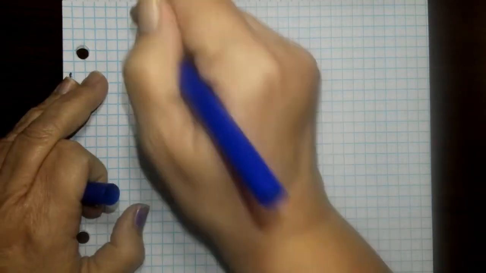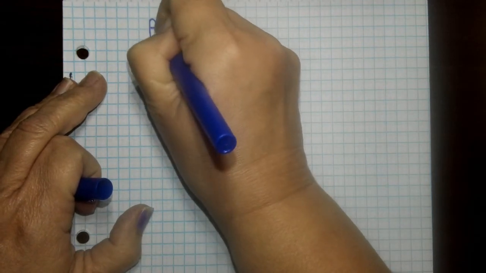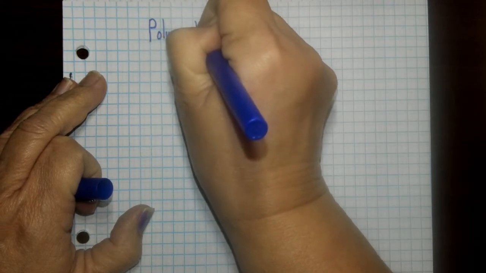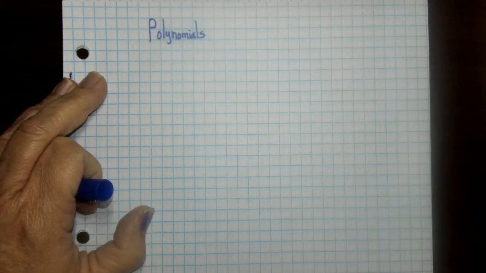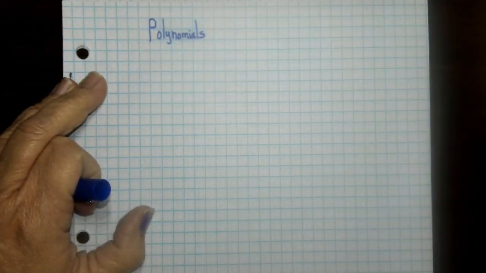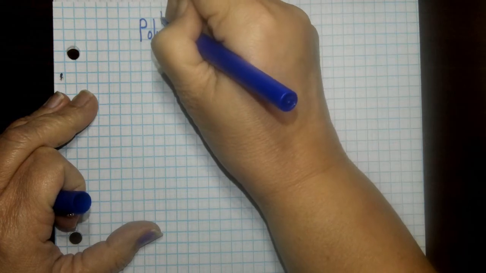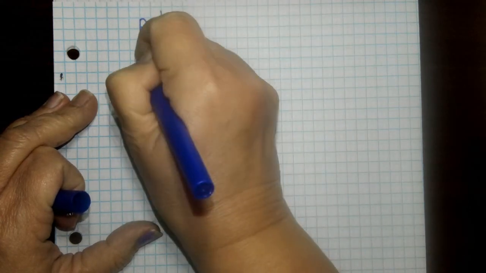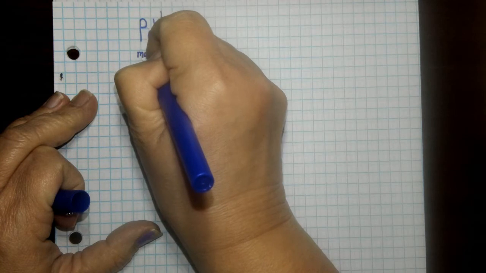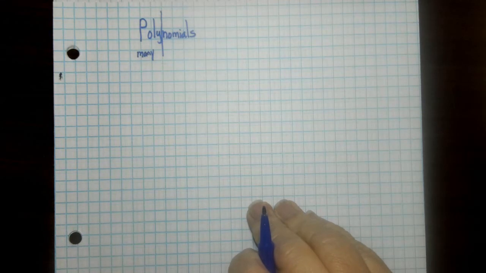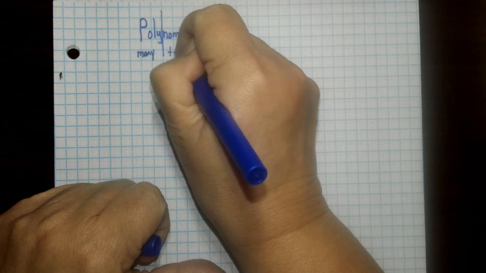Alright, so today we are going to talk about polynomials. So we want to start by making sure we understand what a polynomial is. If we break the word polynomial down, the word poly means many. In geometry, you studied polygons, which were shapes with many sides. A polynomial means many terms.